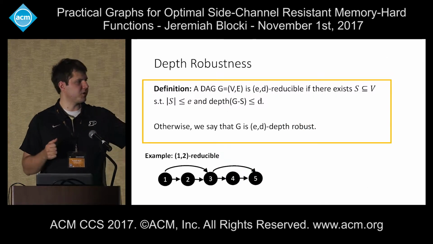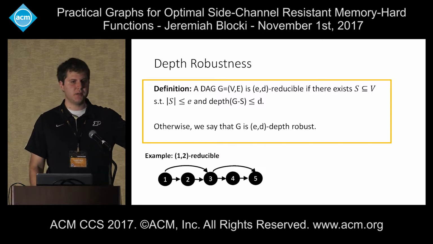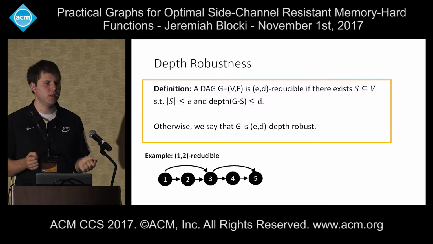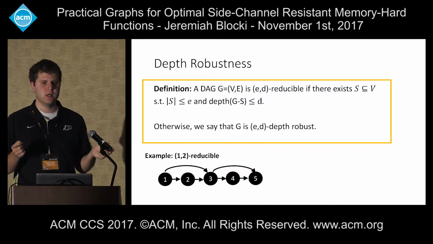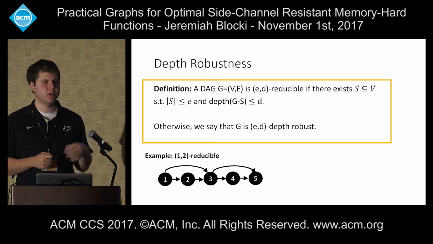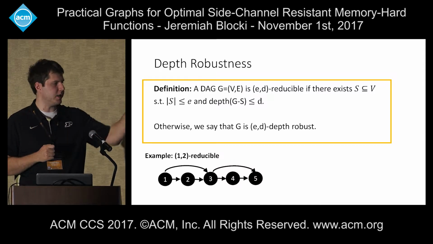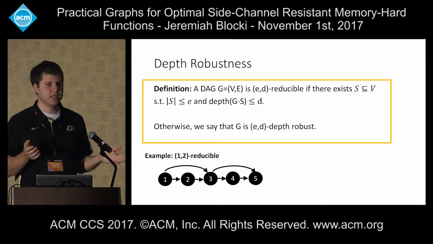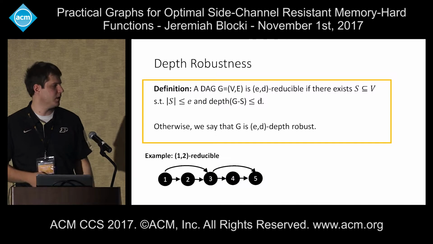Okay, so what is depth robustness, our key property? We say that a DAG G is (e,d)-reducible if there exists a small subset S of at most e nodes, such that removing those nodes from the graph reduces the length of the longest path in the graph to d. Otherwise, if a graph is not (e,d)-reducible, we say that it's (e,d)-depth robust.